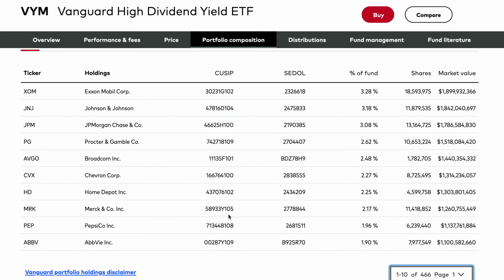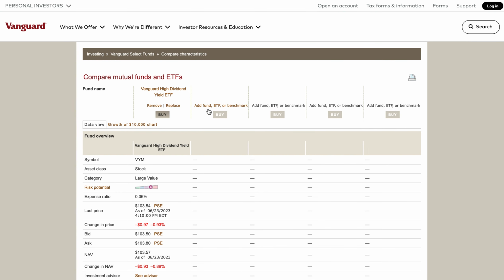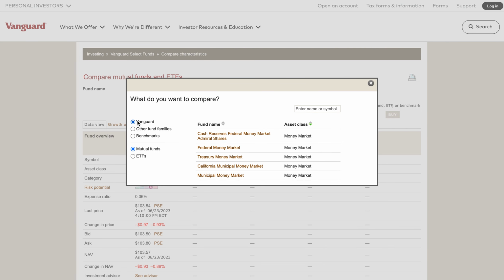So that was the US side of looking at ETFs. And now we are actually going to be doing a comparison of these. So let's go click compare. So we've picked VYM here, and then I'm also going to add a fund or an ETF. Vanguard, it's going to be an ETF.